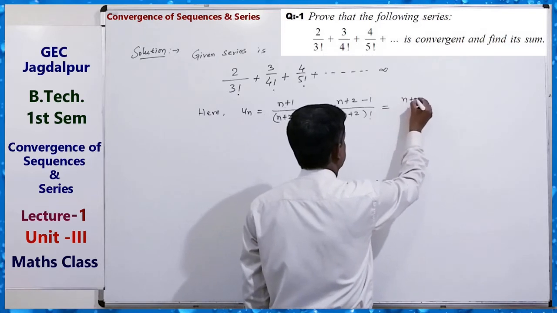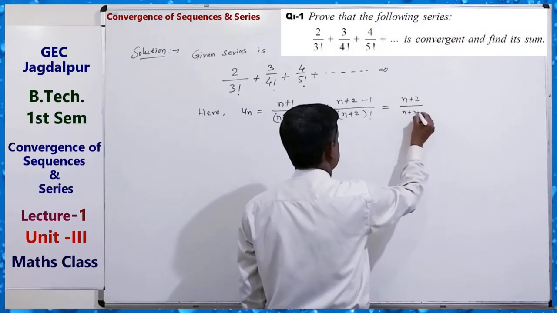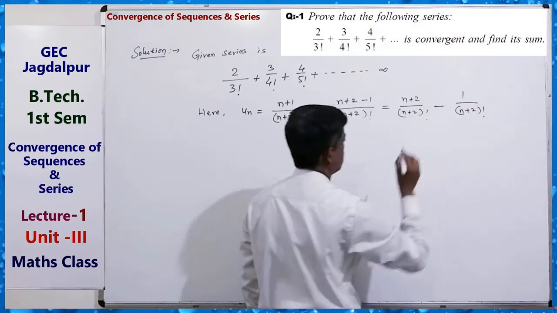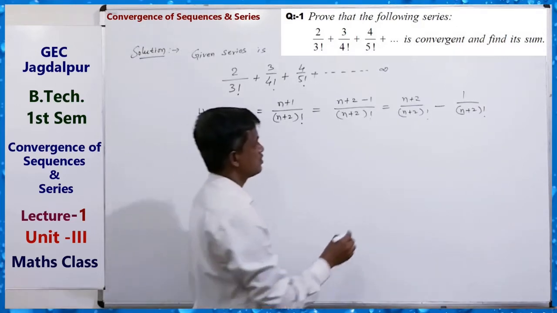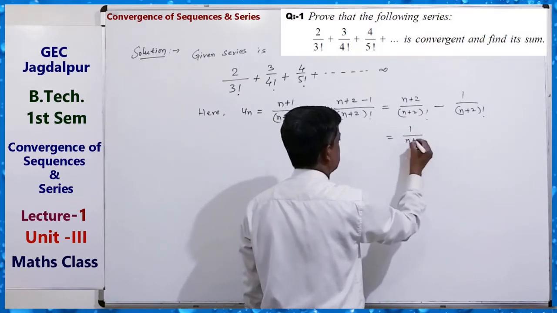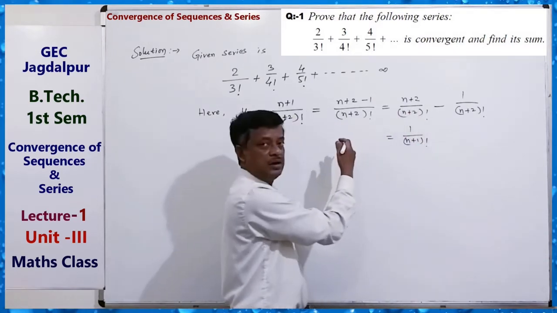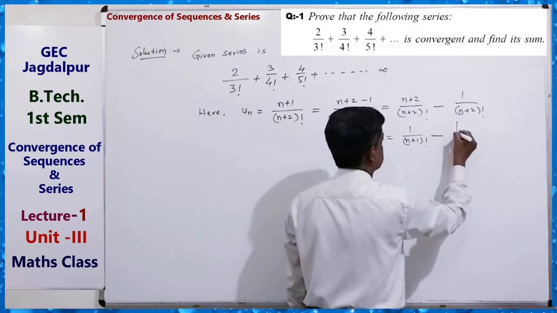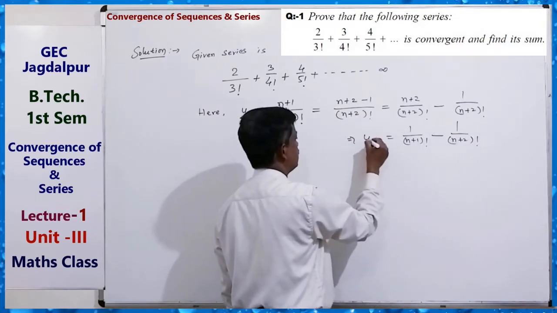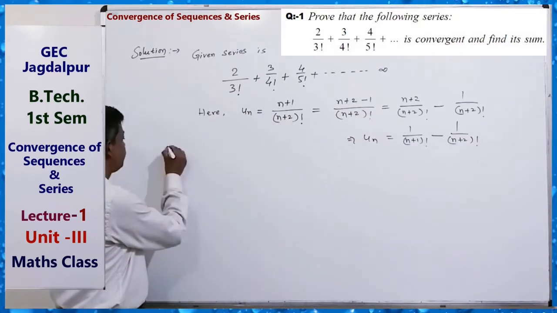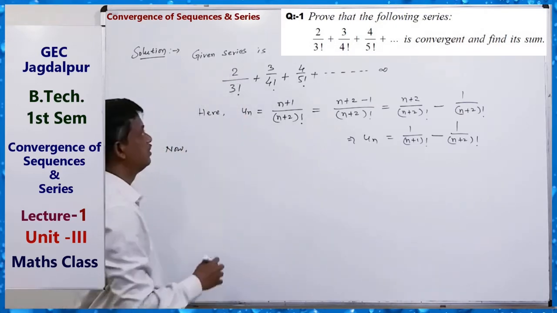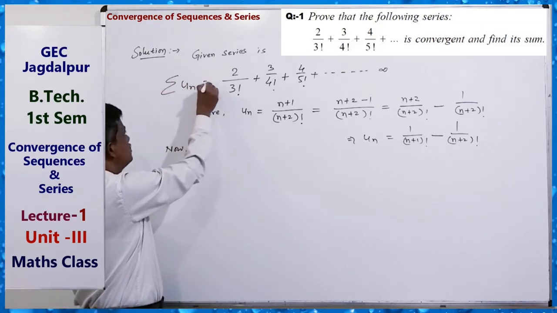So here, finding Sn, we can do like this: n plus 2 upon n plus 2 factorial minus 1 upon n plus 2 factorial. It can also be written simply: n plus 2 and n plus 2 cancel. So 1 upon n plus 1 factorial, minus 1 upon n plus 2 factorial. So this is finally un.